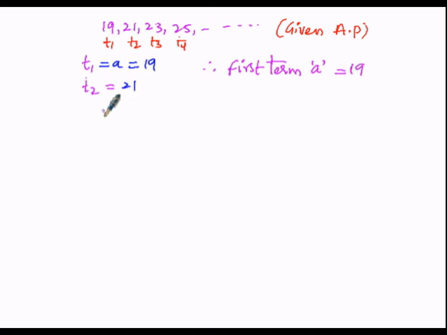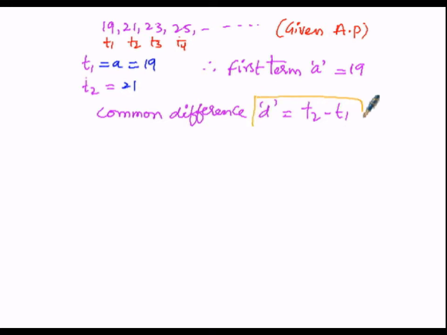Now we have to find the common difference. The common difference is denoted by D, which is the difference of any two consecutive terms. T1 and T2 are two consecutive terms, so the difference is T2 minus T1, or T2 and T3 are two consecutive terms, so the difference is T3 minus T2, and so on. So T2 minus T1 is the formula for finding the common difference. To find D, we subtract T1 from T2 or T3 from T4.